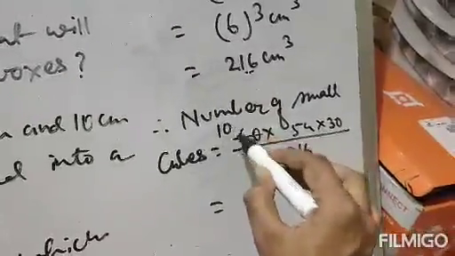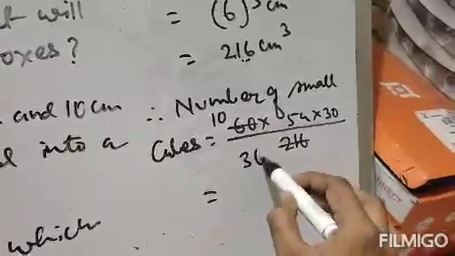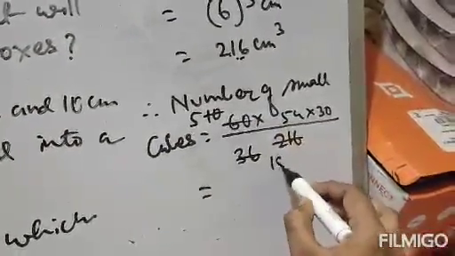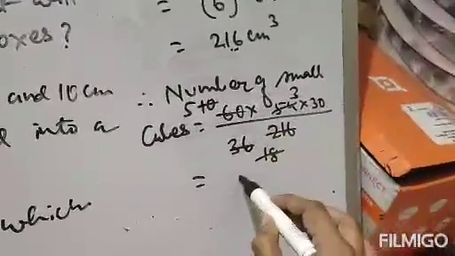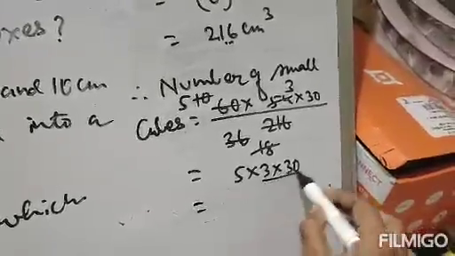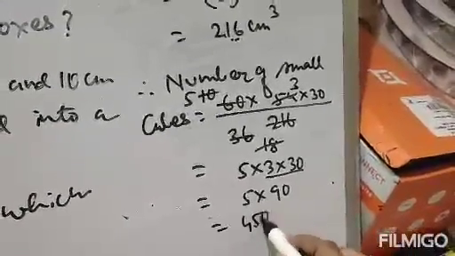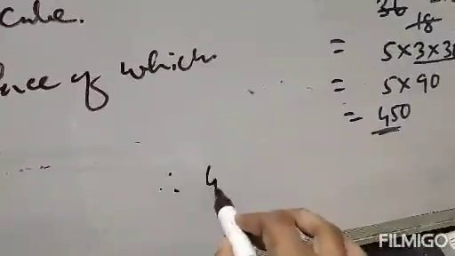So 6 tens are 60, 6 threes are 18, 6 sixes are 36, 2 fives are 10, 2 eighteens are 36, 18 threes are 54. 5 into 3 into 30. So 3 into 30, that is 90, 5 into 90, that is 450. So you can place 450 such small cubes in the box. So just write the answer: 450.